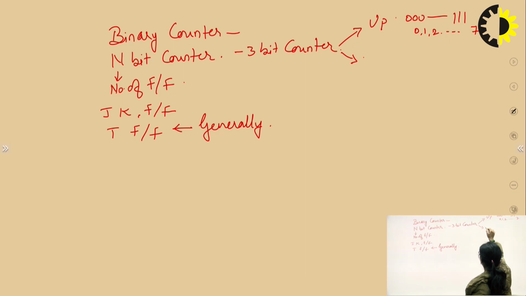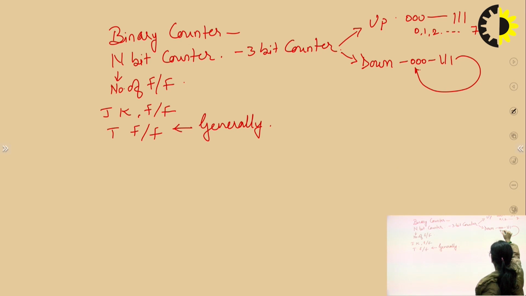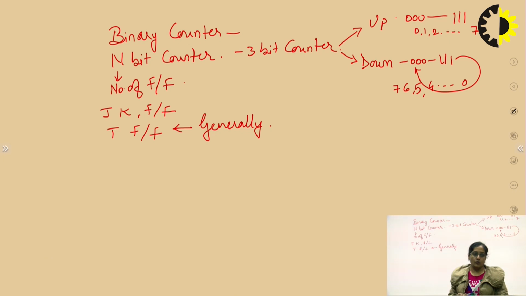And if we go with down counting, then we will start with 000, but the next state will be 111, and from 111 it goes down to 000. Like 7, 6, 5, 4, like this it goes to 0. So, that is a down counter. Now we have to decide whether we have to go with up counting or down counting.